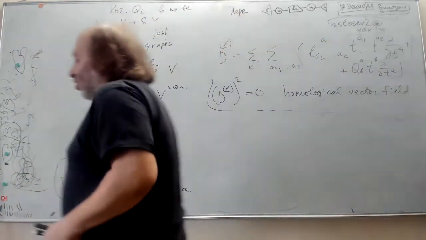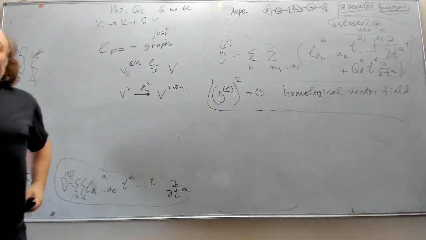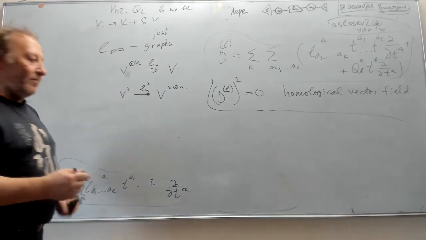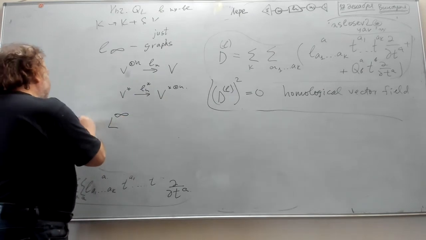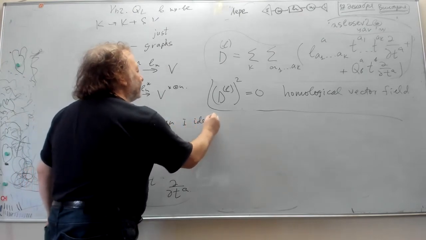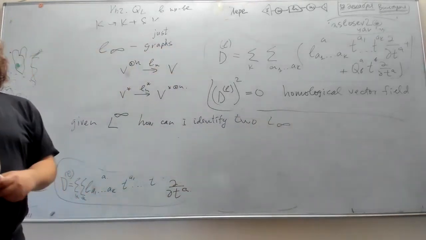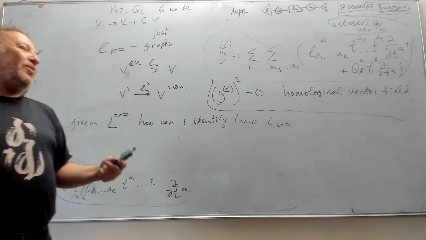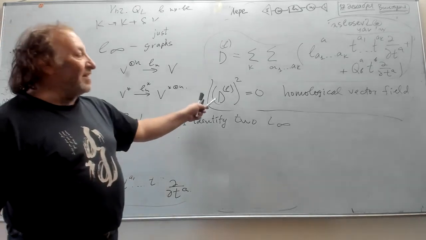So it is an important moment in the life. L infinity is this. I will have an immediate consequence. Suppose I have L infinity. How can I identify two L infinities? First of all, why should I identify that? You see, I could try to explain it, but it will take more time than writing pictures. I'll explain it in this language, okay?